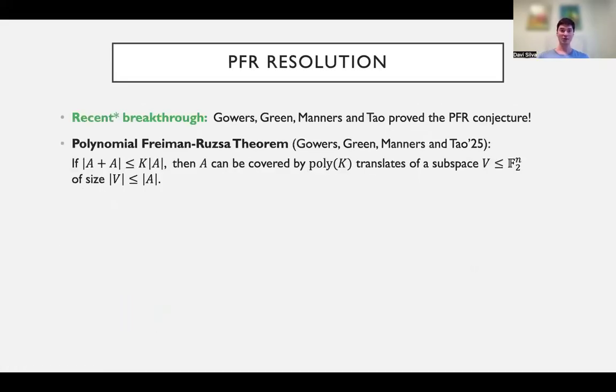Okay, finally, I should say that recently-ish, so about 2.5 years ago, Gowers, Green, Manners, and Tao proved the PFR conjecture. So they showed that if a set A has doubling constant K, then it can be covered by poly(K), so K to some power, let's say 100, translates of a subspace V of size at most the size of the set A. And then, of course, all equivalent formulations are true as well.